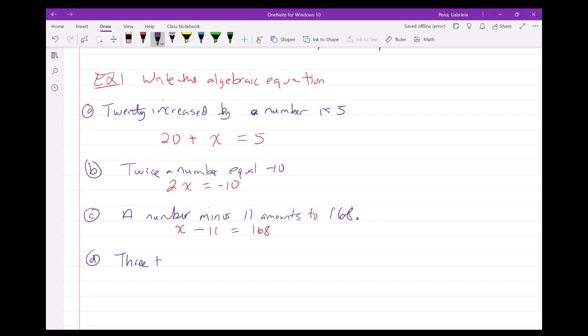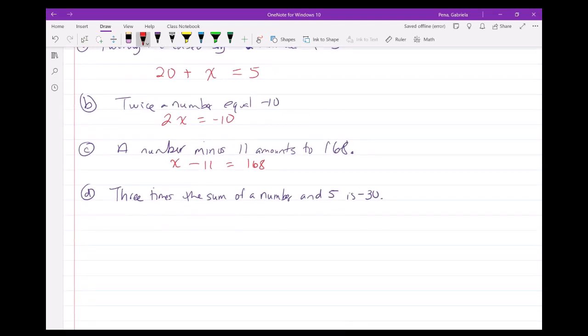3 times the sum of a number and 5 is negative 30. So what does this mean? 3 times the sum. So let's do this part first. The sum of a number and 5. 3 times that sum is negative 30.